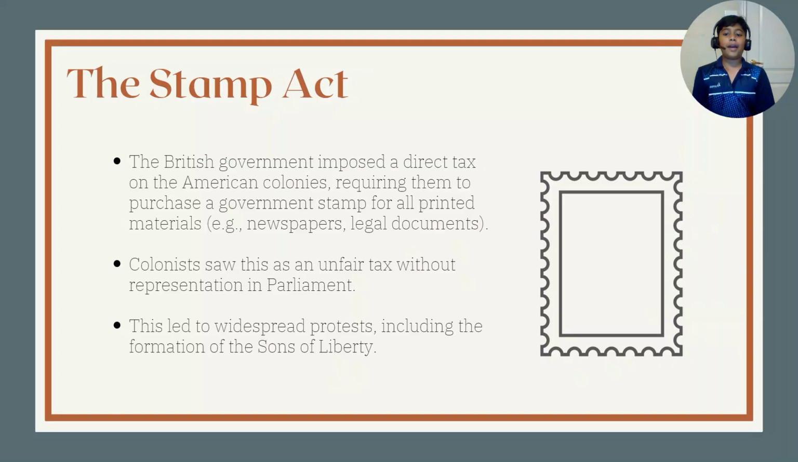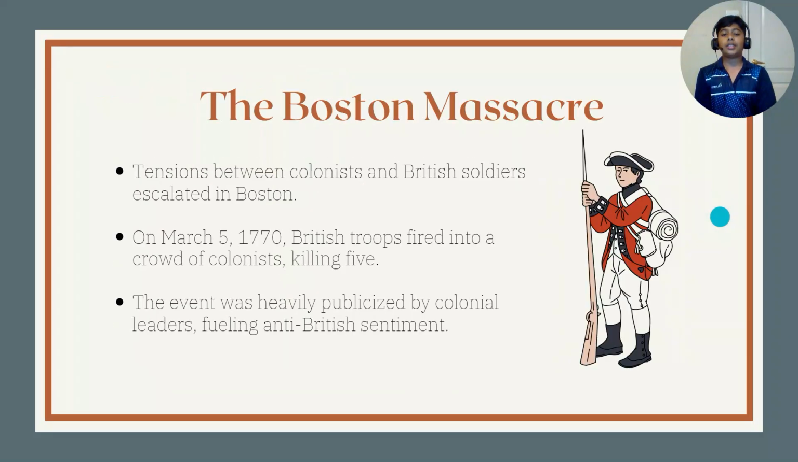The Stamp Act. The British government imposed a direct tax on the American colonies, requiring them to purchase a government stamp for all printed materials. Examples: newspapers and legal documents. Colonists saw this as an unfair tax without representation in Parliament. This led to widespread protests, including the formation of the Sons of Liberty, which did violent acts like burn down buildings and tar tax collectors.